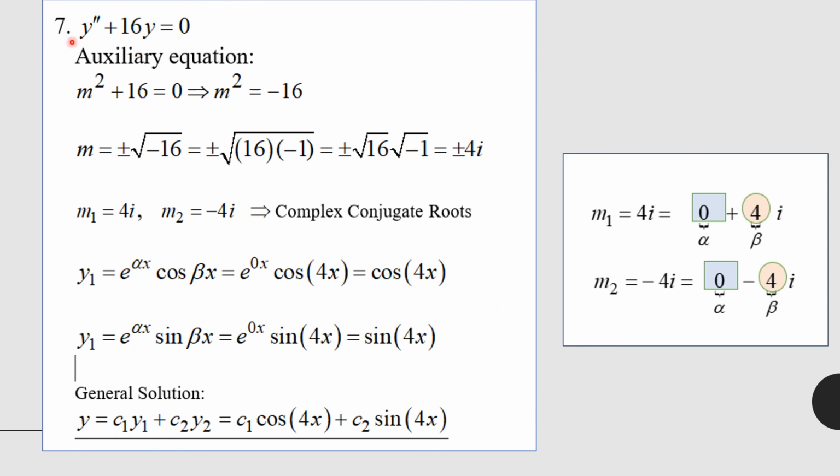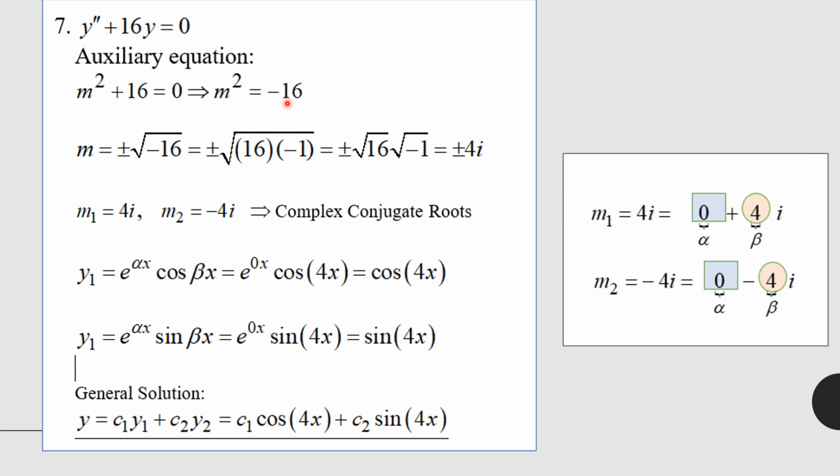Last question, y double prime plus 16y equal to 0. The auxiliary equation is m squared plus 16 equals 0. Now we need to get two roots for this equation. Since there are only two terms on the left side of this equation, and one of the terms has no m at all, and this is of second degree, then we are allowed to shift the 16 to the right side to get the solution. So we write m squared equals negative 16.